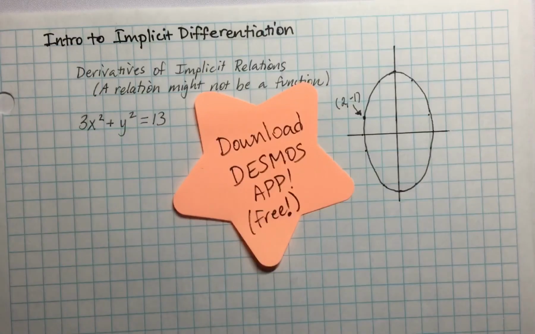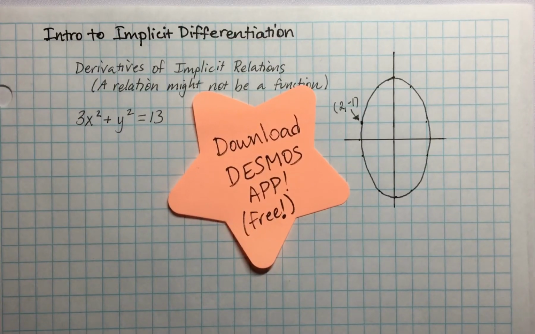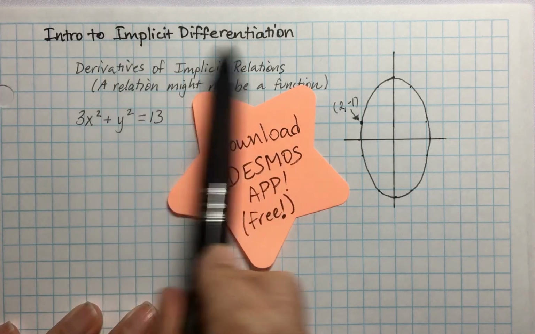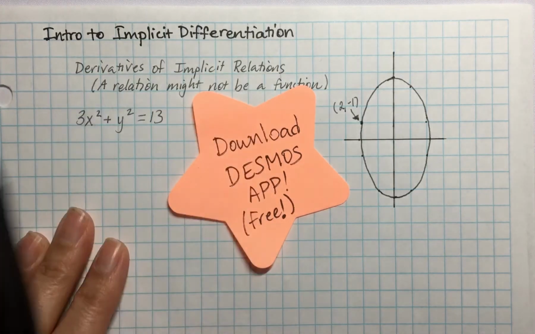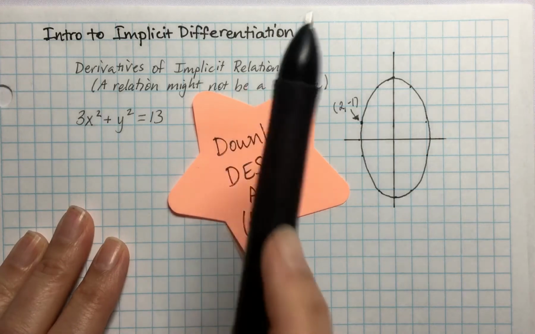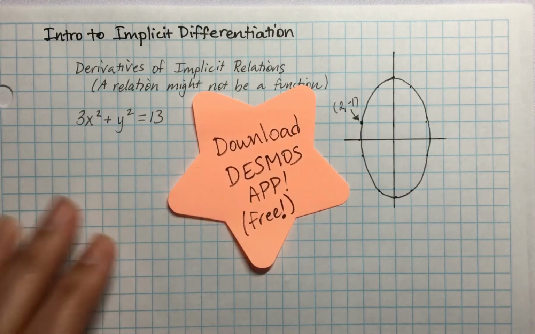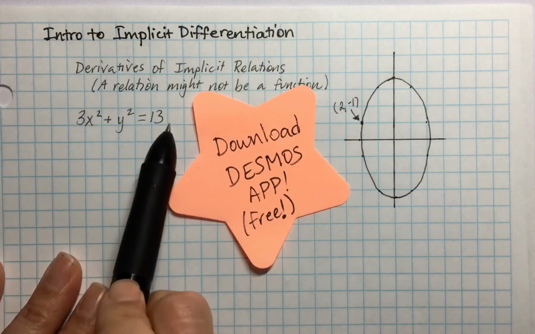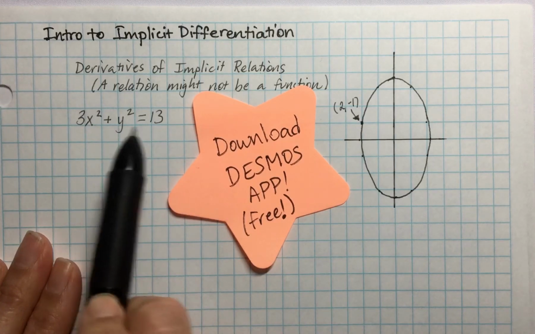Hey everyone, we are looking at doing the derivatives of implicit relations, which is a phrase you've maybe not even heard. So first of all, this is called implicit differentiation, which is quite a mouthful. And the thing with a relation is it's something where you have x's and y's maybe mixed together. You may or may not be able to solve for y. Like in this case, 3x squared plus y squared equals 13.